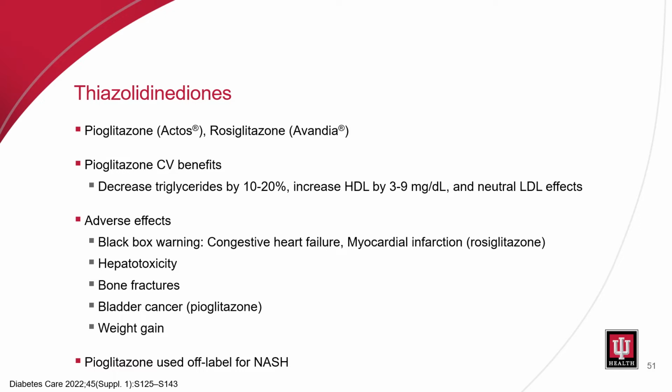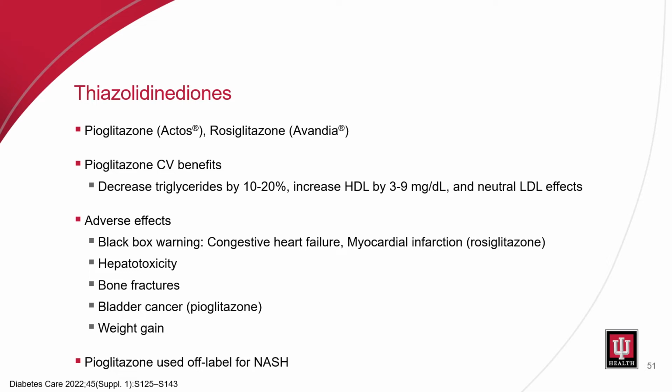However, this is in the form of mostly improved lipids, so they decrease triglycerides by about 10 to 20% and increase HDL by 3 to 9 milligrams per deciliter. However, they have a neutral LDL effect. It is important to note that the DREAM study with rosiglitazone did not see these positive cardiovascular benefits. They actually saw increased incidence of myocardial infarction and cardiovascular deaths. However, there were several limitations noted within the study.